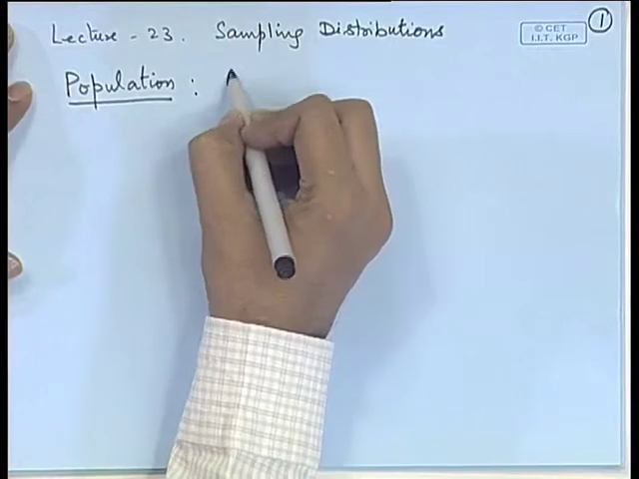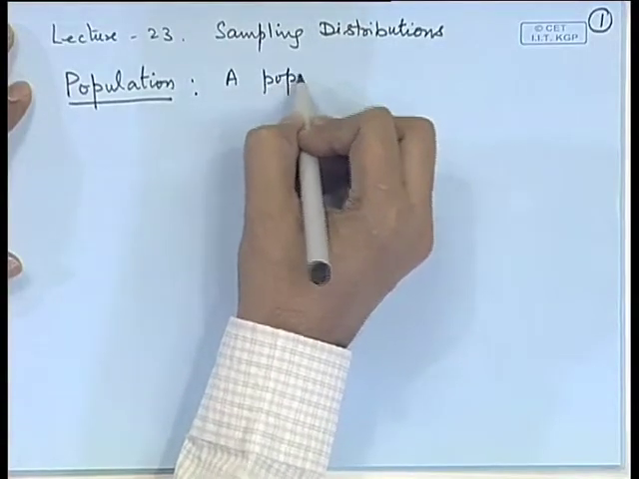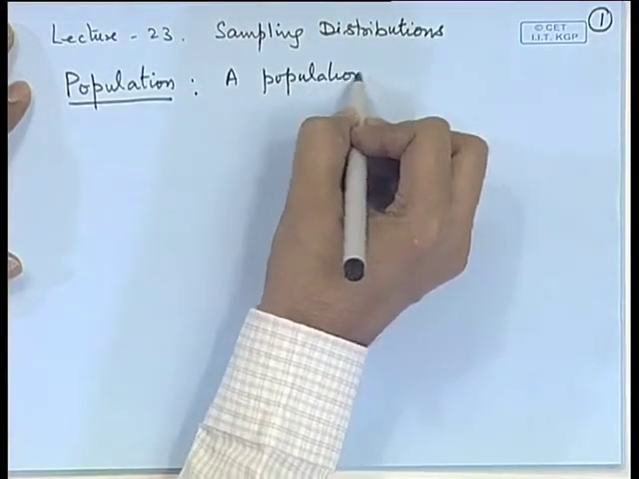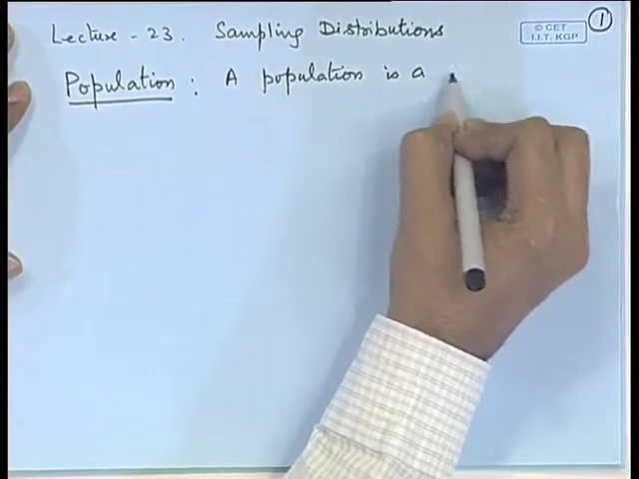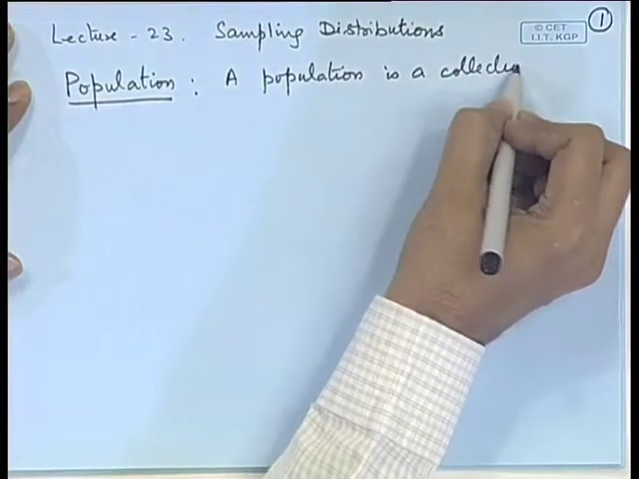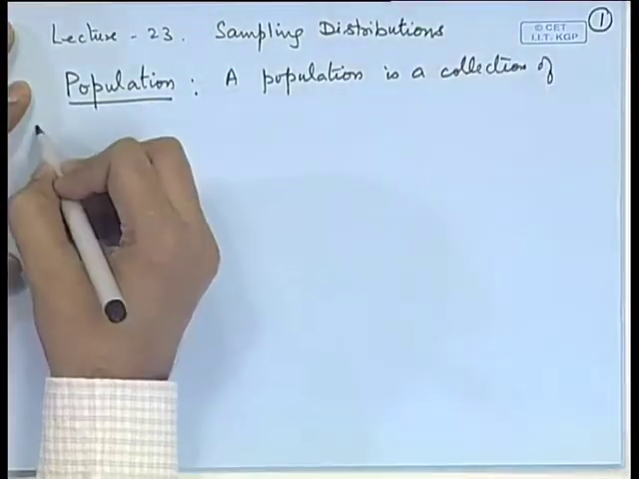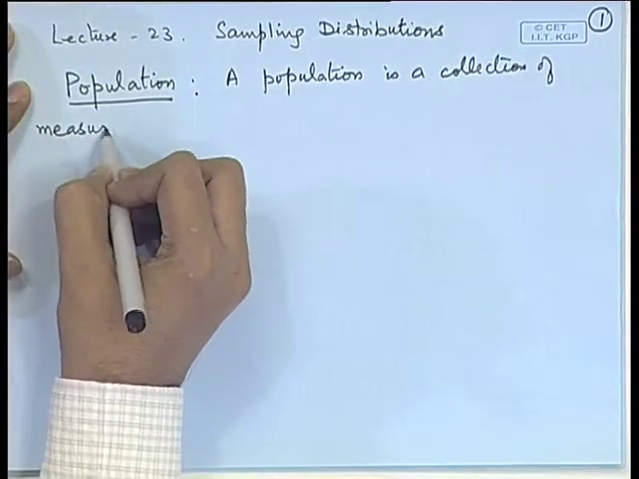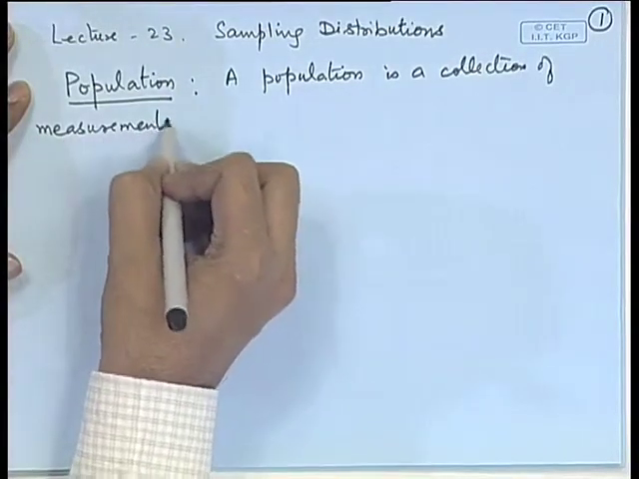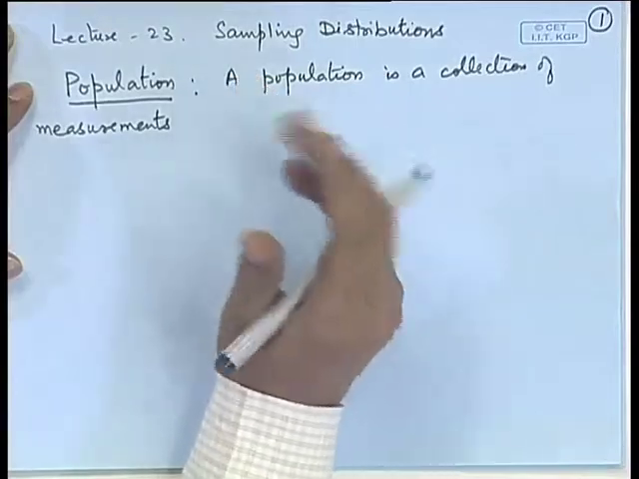A population is a collection of measurements on a certain characteristic. For example, if we are studying heights of people, then the measurements of the heights of our desired target population will be the statistical population.